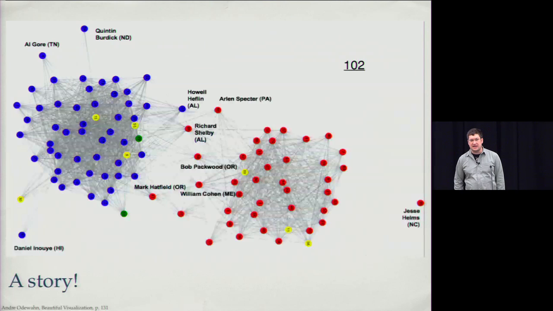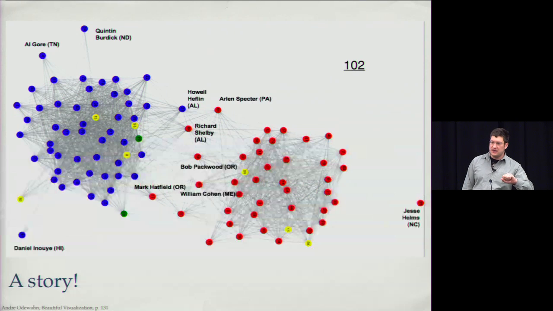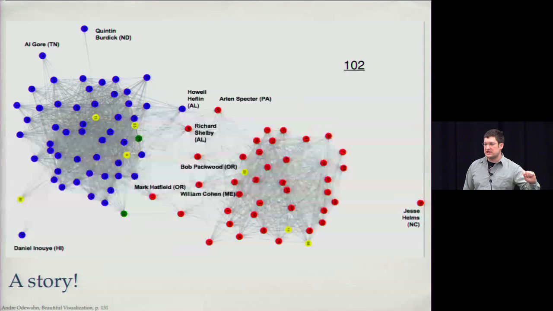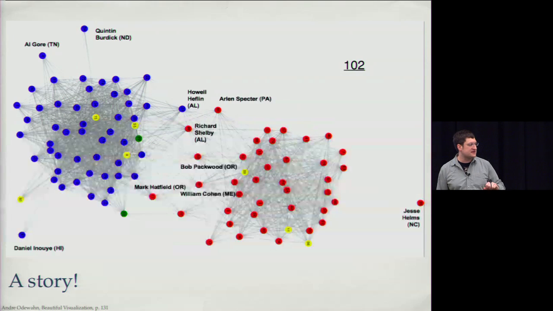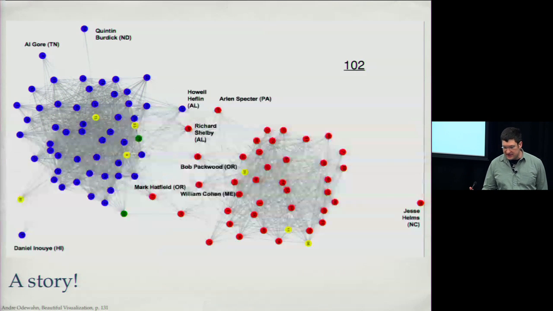This is Andrew Odewahn, from a chapter in Beautiful Visualization. He's talking about Senate voting patterns and the connections. I forget exactly what the threshold is, but there's a connection between two senators when they vote similarly on some fraction of the Senate votes. You can see that for the 102nd Senate, there were two large partisan clumps. There are a few outliers, like Jesse Helms, who is very far, in this case, to the right. And there are some very interesting people in the middle.